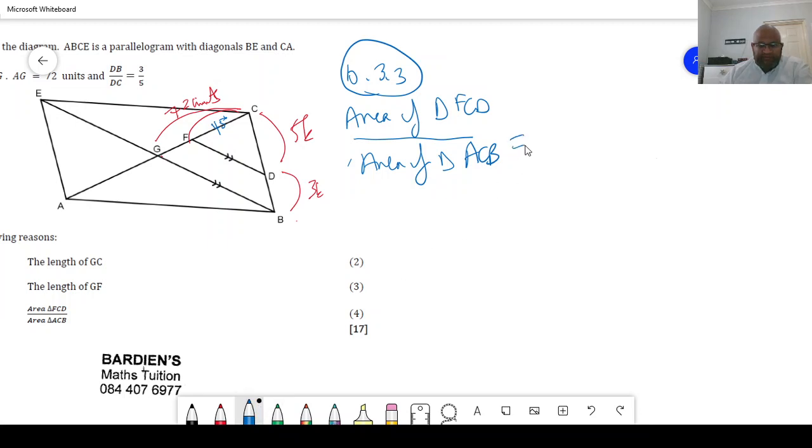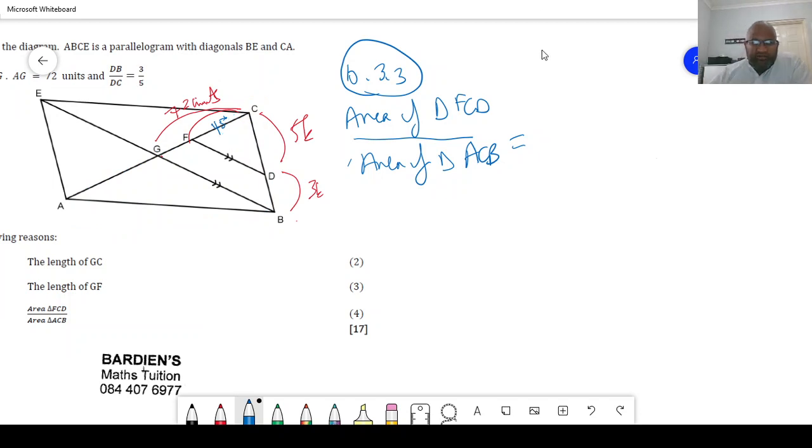Alright. So if you're looking at triangle FCD, this triangle here, over triangle ACB, which is that whole triangle there. One thing we know is that it has a common angle C here. So of course I can go with the area rule, because we have two lengths and included angle. So it's definitely the area rule, since angle C is also your common angle there.